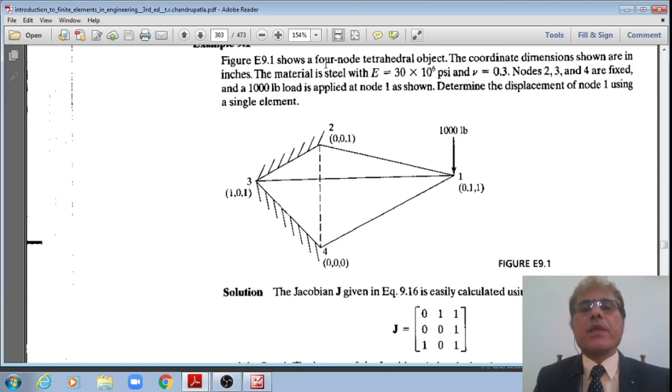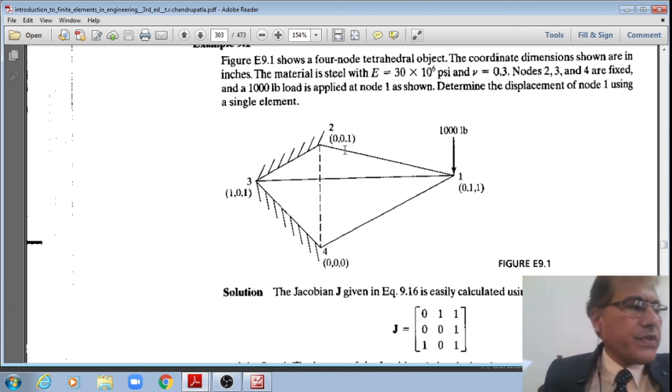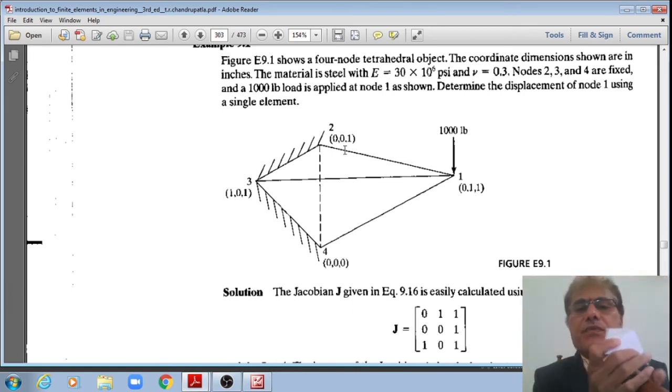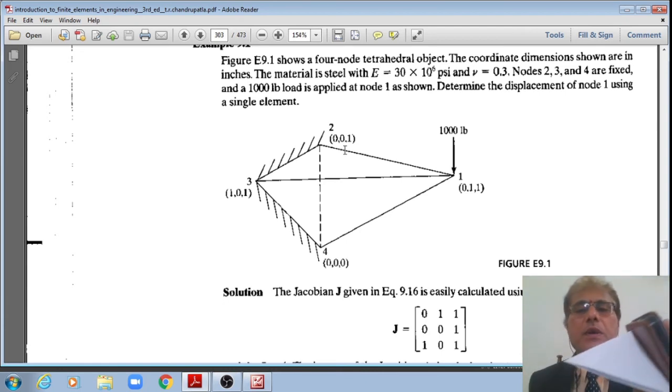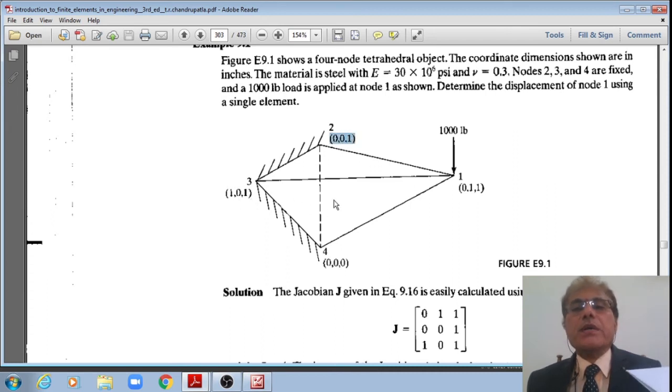Now this is a 4-node tetrahedron object, which is fixed at one plane like this, right? And the coordinate dimensions are shown here, right? Node 4 is at the origin, node 1 is at 0, 1, 1, node 2 is at 0, 0, 1, and node 3 at 1, 0, 0. Each of these is 1 unit.